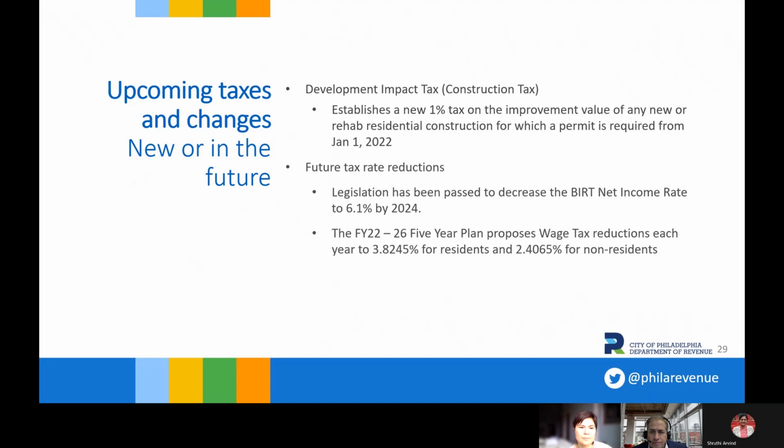And another piece of legislation that will go into place as of January 1st of next year is the city's new development impact tax. You probably heard about this. This is a 1% tax on the improvement value of any new or rehab residential construction in the city. And I also want to reiterate that we have legislation in place that reduces the net income portion of the BIRT over the next few years. And the city's 5-year plan also proposes a reduction schedule for the wage tax.